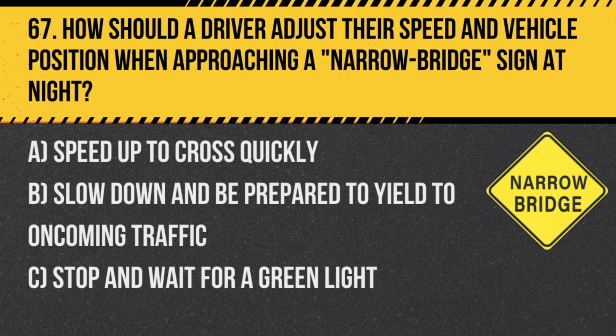Question 67. How should a driver adjust their speed and vehicle position when approaching a narrow bridge sign at night? A. Speed up to cross quickly. B. Slow down and be prepared to yield to oncoming traffic. C. Stop and wait for a green light. Answer: B. Slow down and be prepared to yield to oncoming traffic. Narrow bridges require careful navigation and often require yielding to other vehicles.